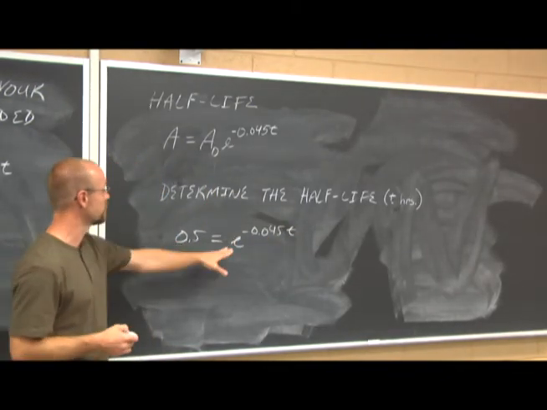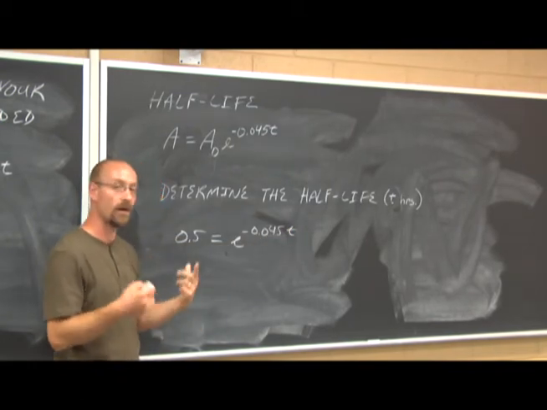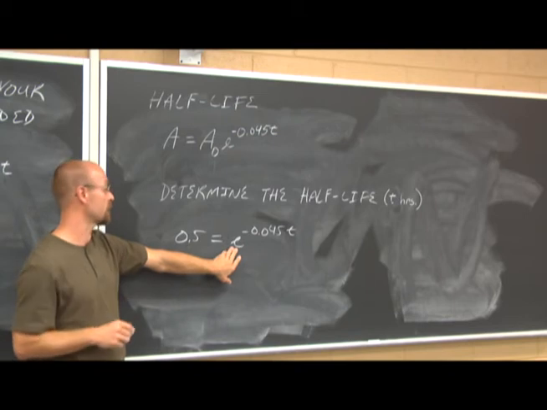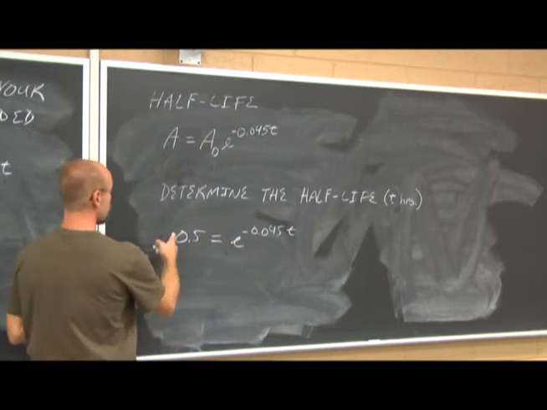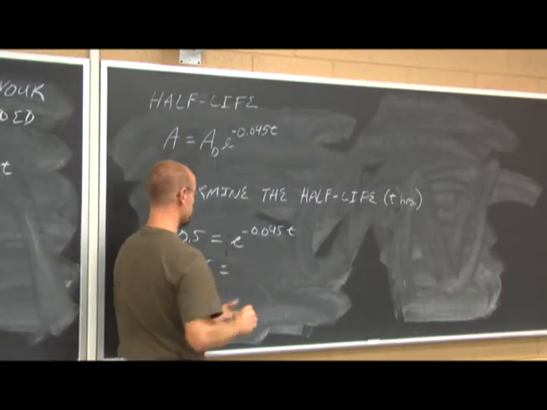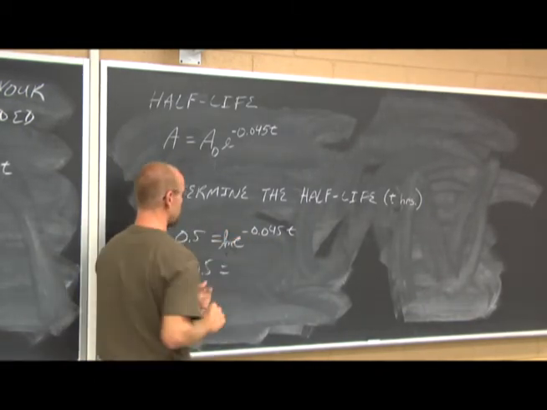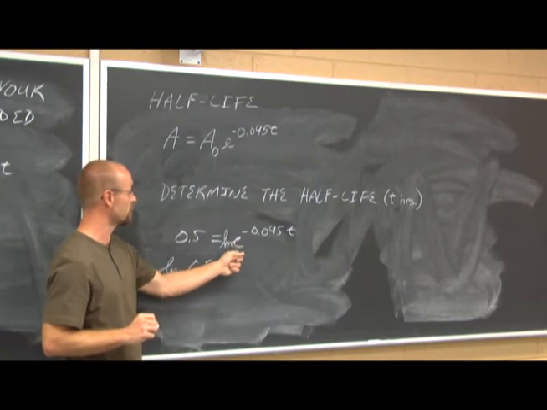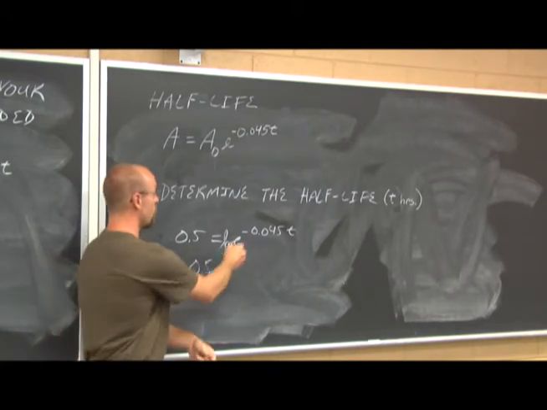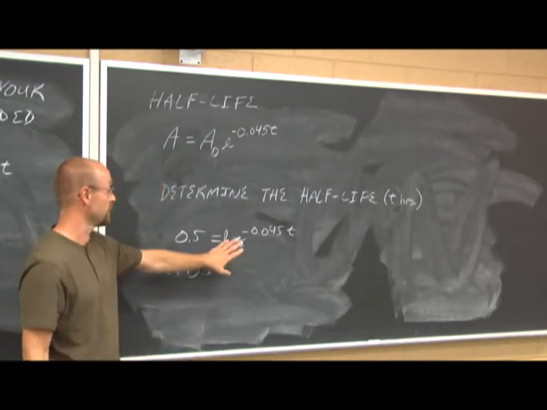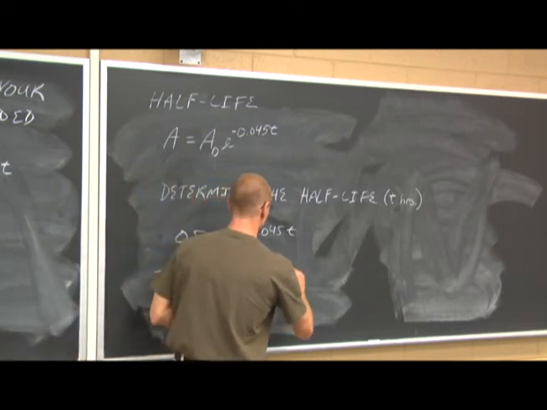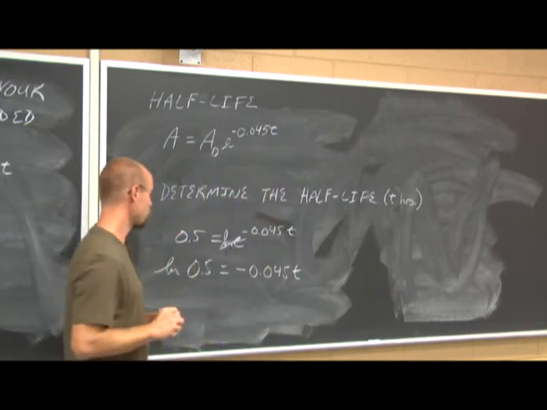So now how do I get rid of this e? Because my variable is still up there. Well, I can take the log of both sides. And because this is e, I'm going to use the natural log, because that is of base e. So if I take the ln of this side, 0.5, and I take the ln of this side, well, let's just write it right here for a moment. ln of e, the bases are the same. I can pull that power out front using my power rule, and this simplifies to 1. Or, I can just think of it as ln of e simplifies to 1. This is all that's left, negative 0.045 t.